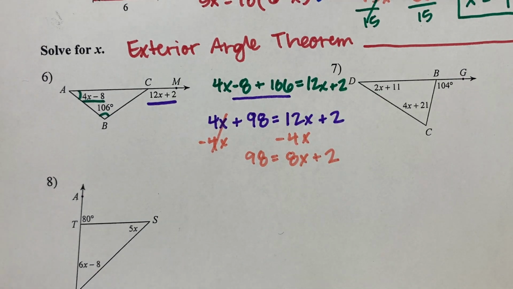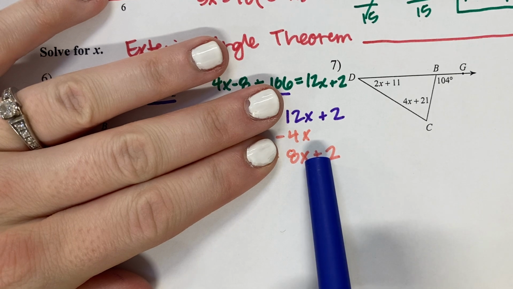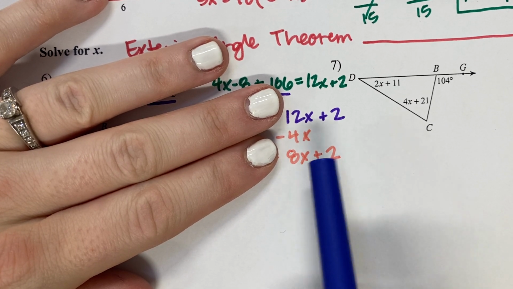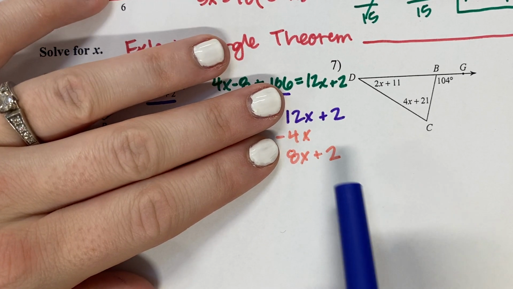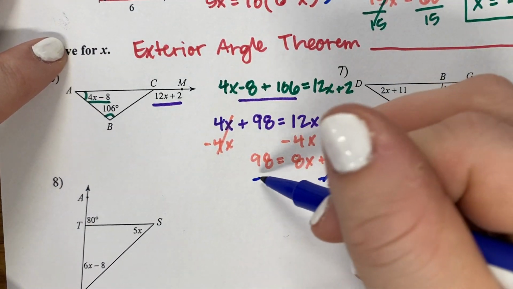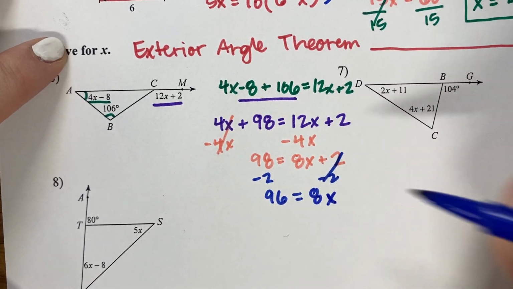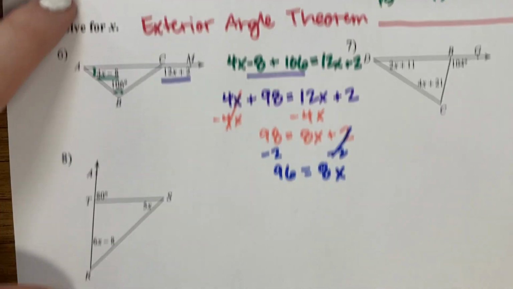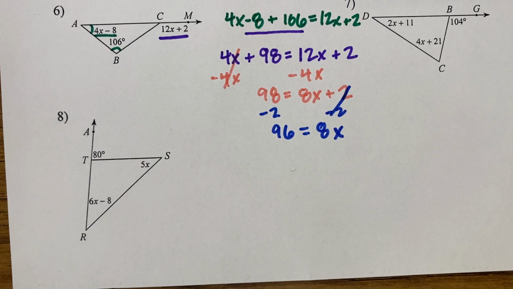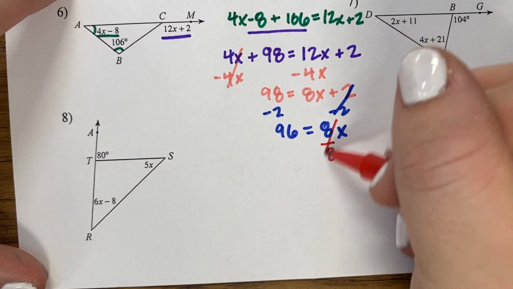Okay? So now I'm looking at this side of my equal sign because it has my x on it. I got to get rid of this times by 8 and the plus 2. First thing I got to get rid of is the plus 2. So I subtract 2 from both sides. I get 96 is equal to 8x. Okay, and my last step for getting x by itself, opposite of times by 8 is divide by 8.